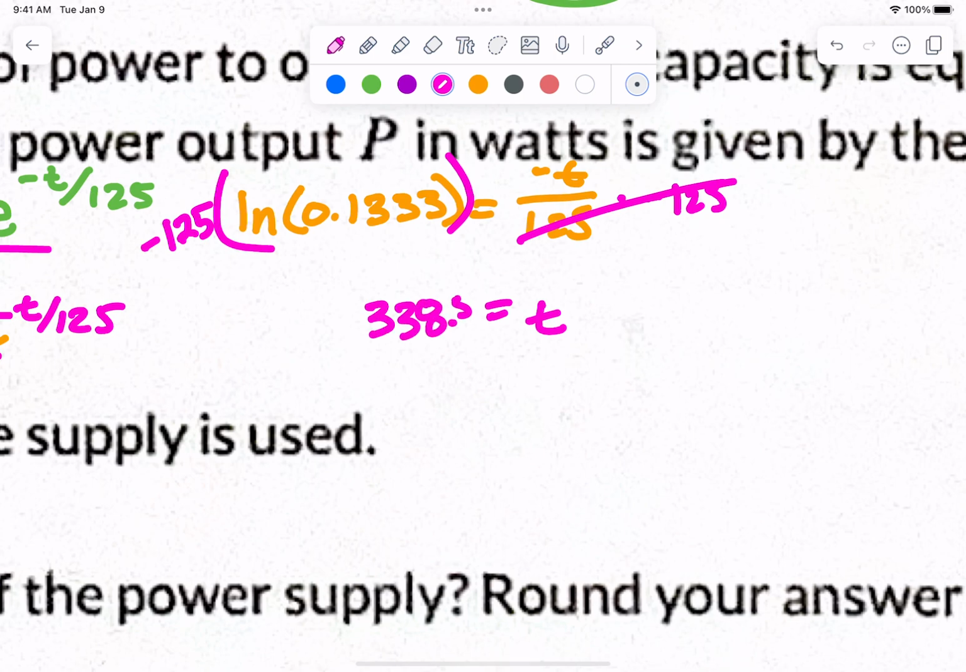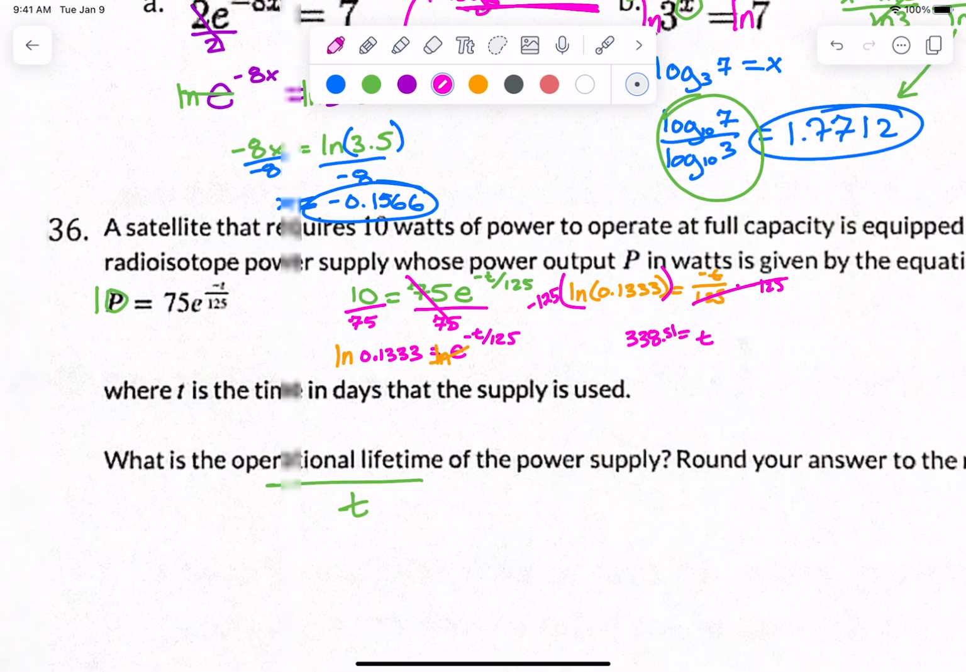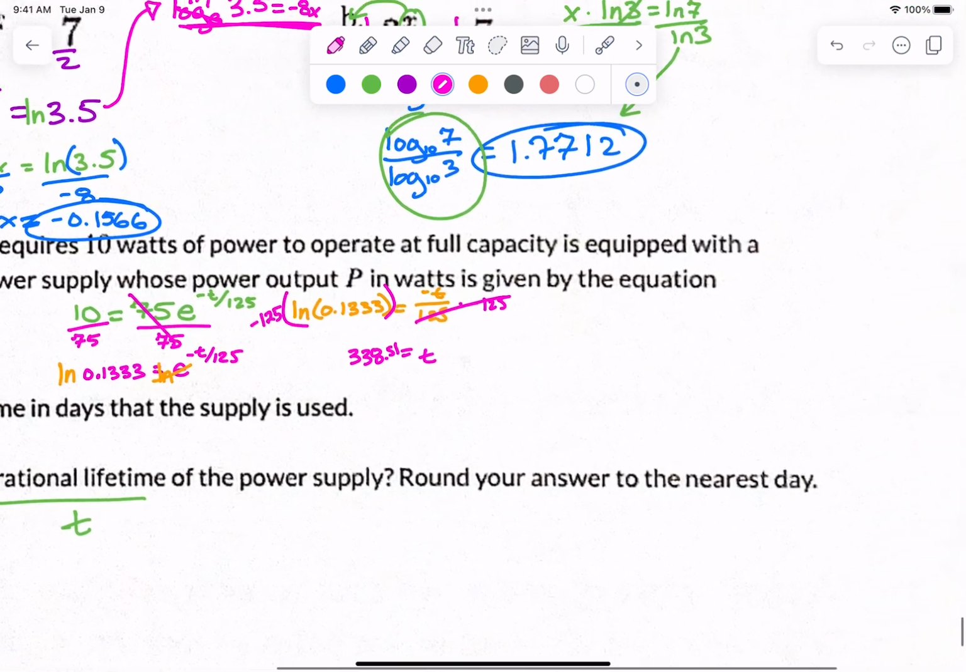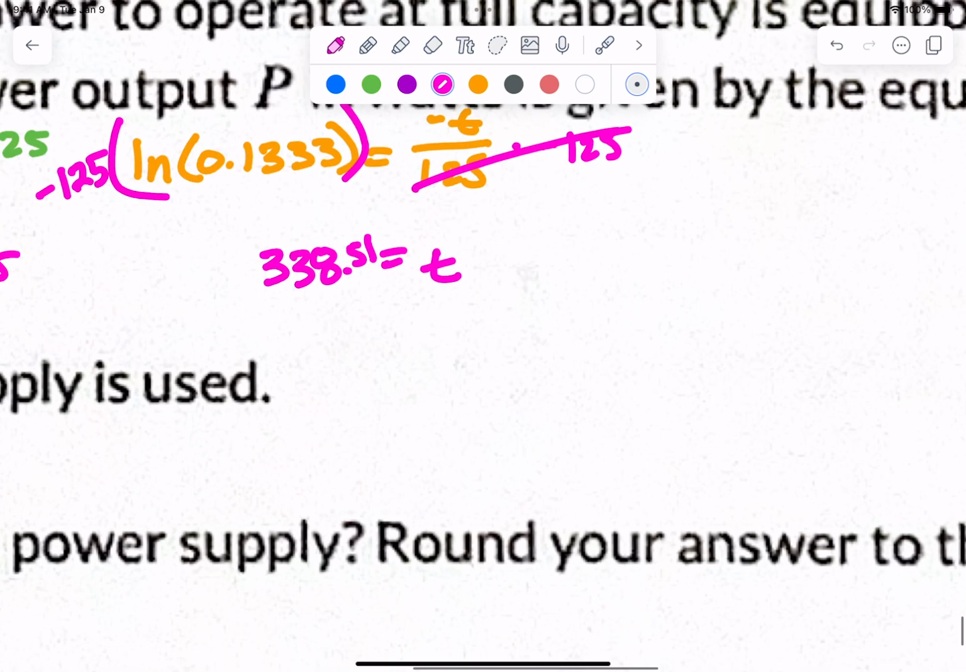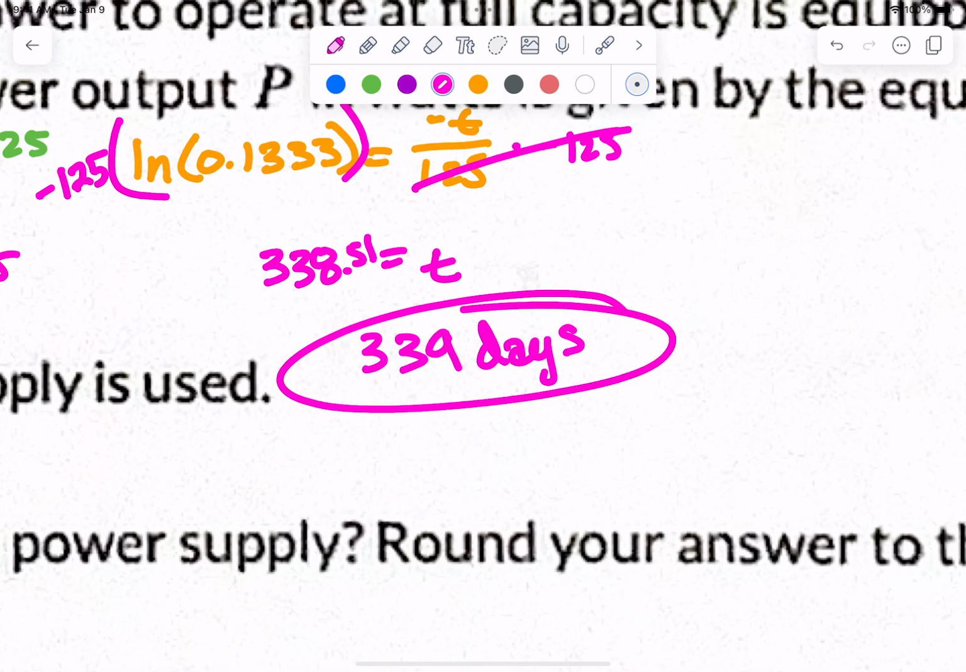338.51, and that is in what? Days. Oh, round your answer to the nearest day. So 339 days.